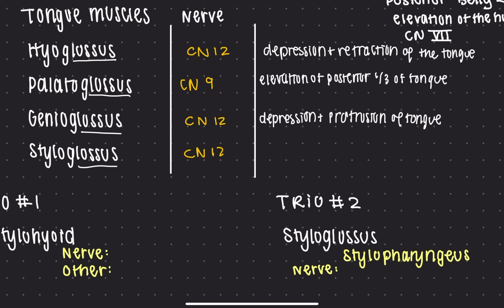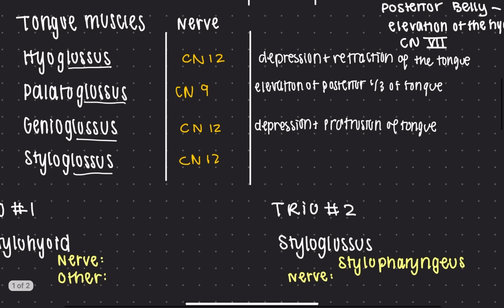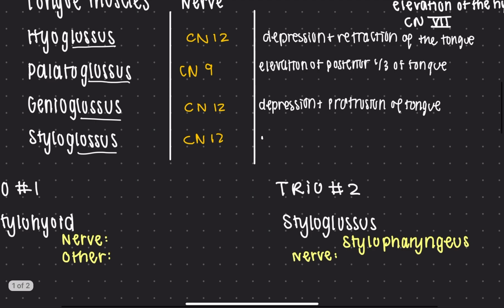What does the styloglossus do? Elevation and posterior, depression, retraction, depression, protrusion. Oh yeah. It does retraction of the tongue, plus makes a trough to swallow.